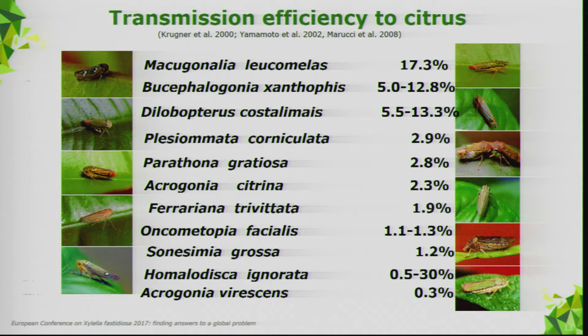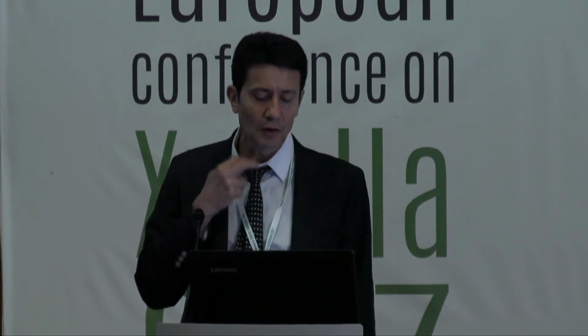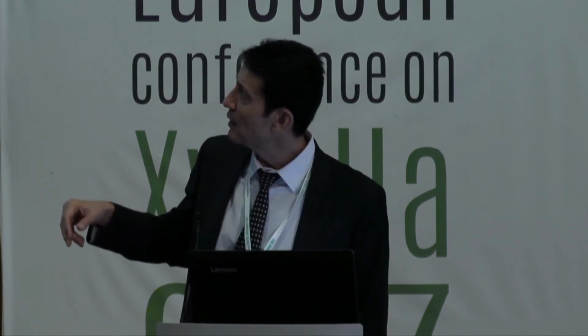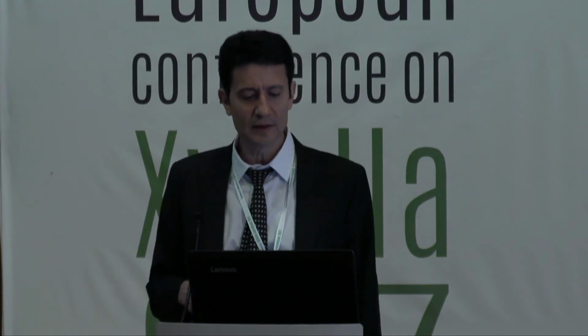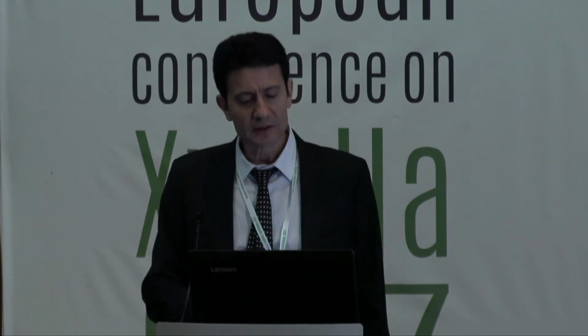Another attribute is vector competence, transmission efficiency. So you can measure how efficiently these insects transmit by estimating probabilities of transmission by single vectors. As you see in this table, transmission efficiency in citrus ranges from less than 1% to up to 30% in different studies. So it's generally low compared to what we see with Xylella fastidiosa subspecies fastidiosa in grapes. In general, the first three were the most efficient in these assays: Acrogonia, Bucephalogonia, and Dilobopterus.